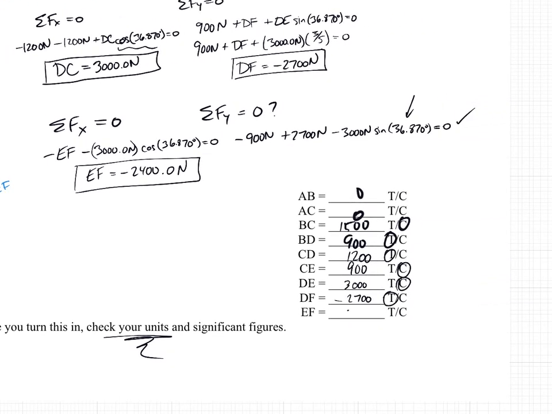So wait, this is 2,400, and that will be in tension. I will note that this negative sign would be incorrect. You would definitely get points off for saying it is in negative tension, right? Because negative tension is compression.